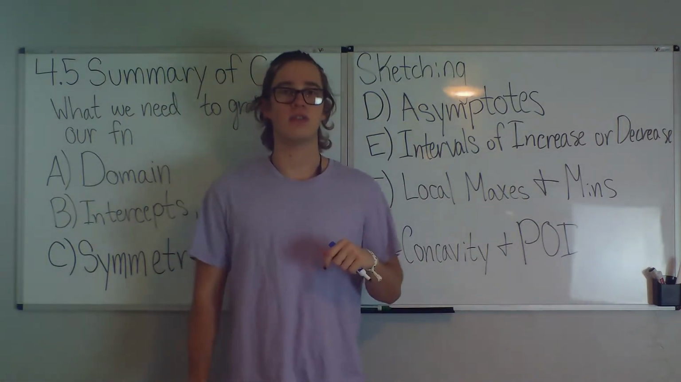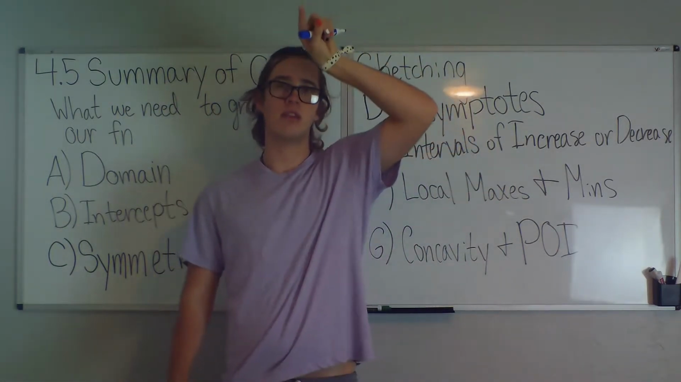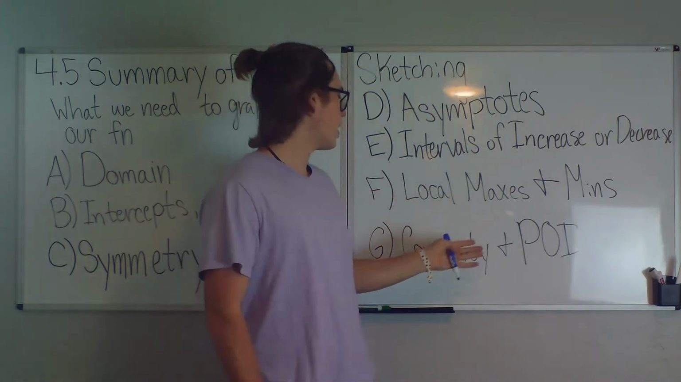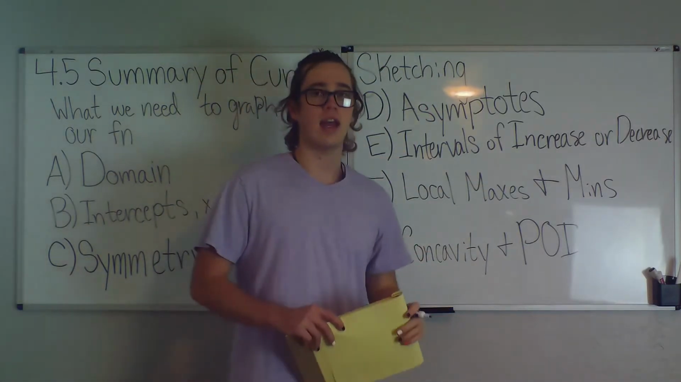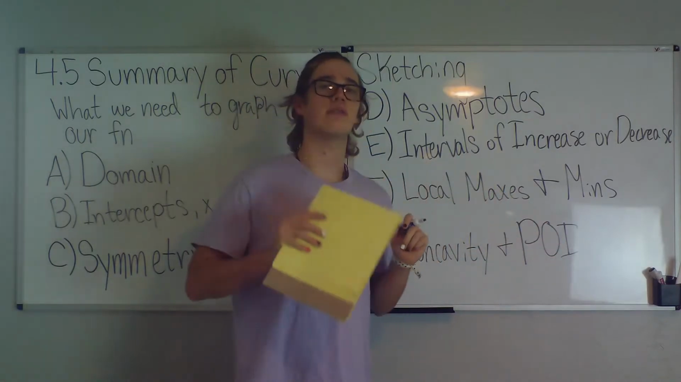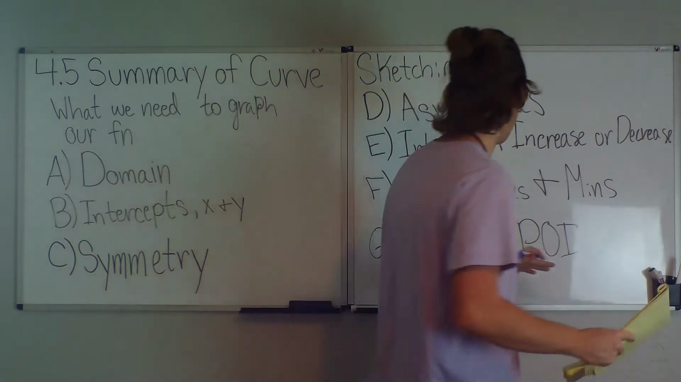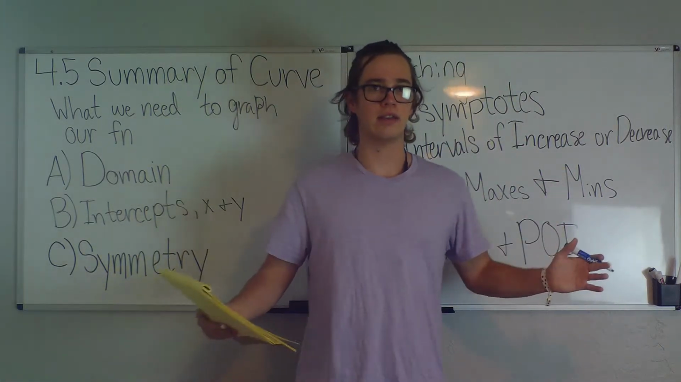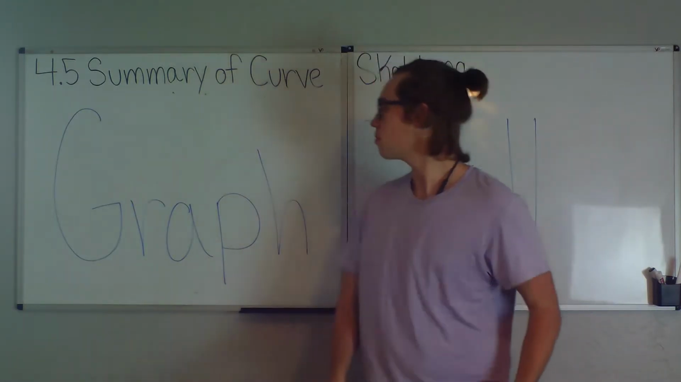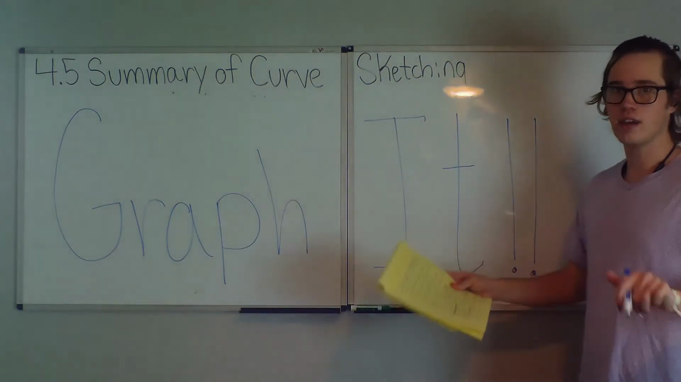And why do we need to know this? Because we need to know where the graph peaks and valleys. And then finally, we need to know our concavity and our POI, points of inflection. And with all of this information, what can we do next? Once we have all of that information, we can graph it. That's all we need.